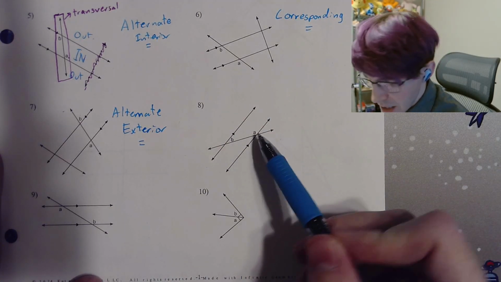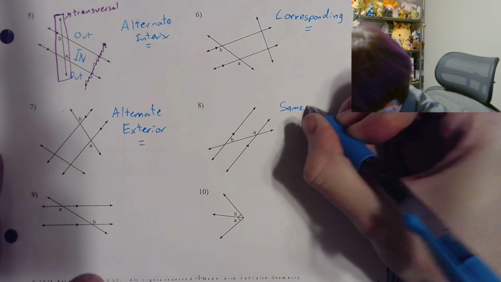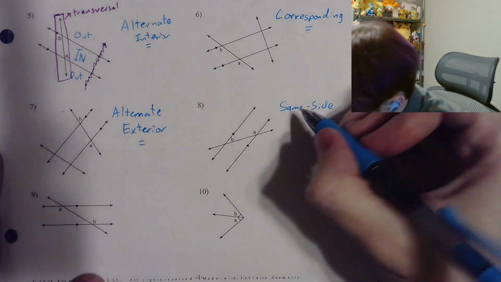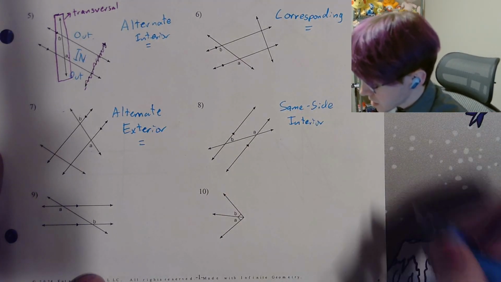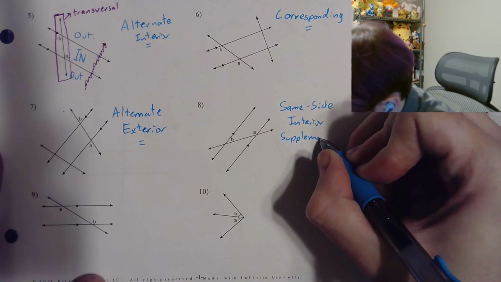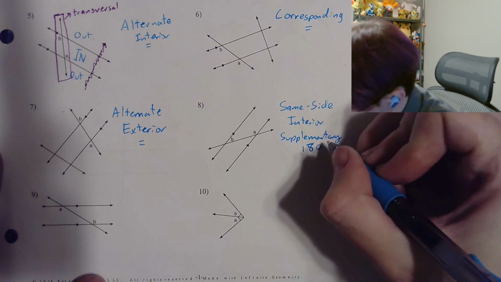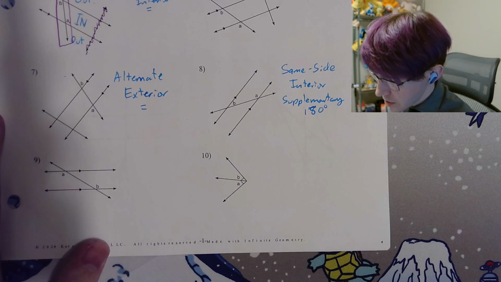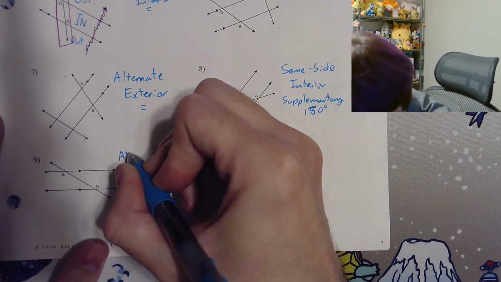These two, though, are on the same side. They're both above. So anytime they're on the same side, we use the word same side. These are called same side, and they're on the inside, so same side interior. They're both in the middle. Same side interiors are also automatically supplementary, which means that they add to 180 degrees. Holy moly, that's a bad 180. Let's finish this up. These last two are repeats of previous answers. This one's going to be an alternate interior angle.